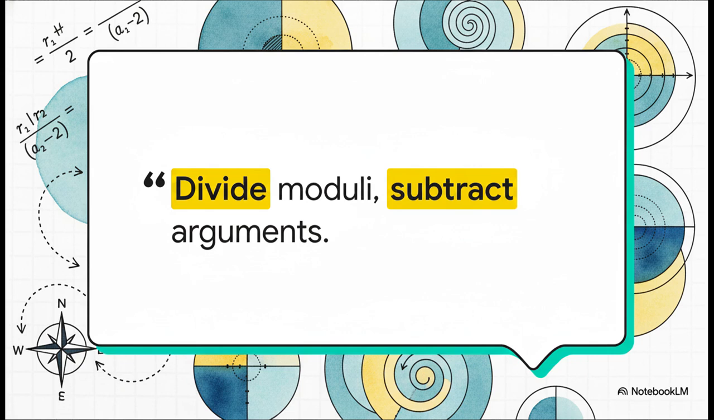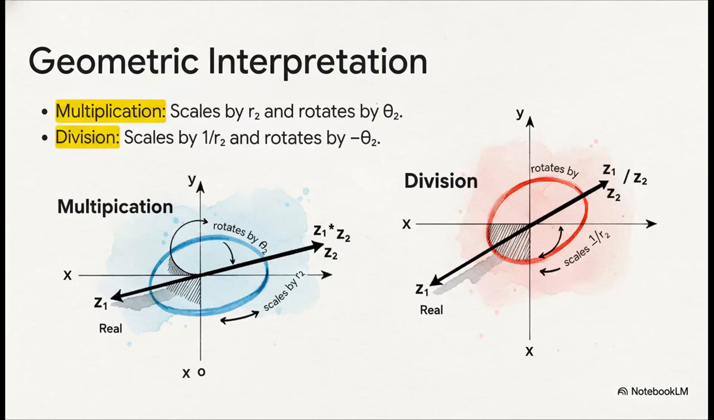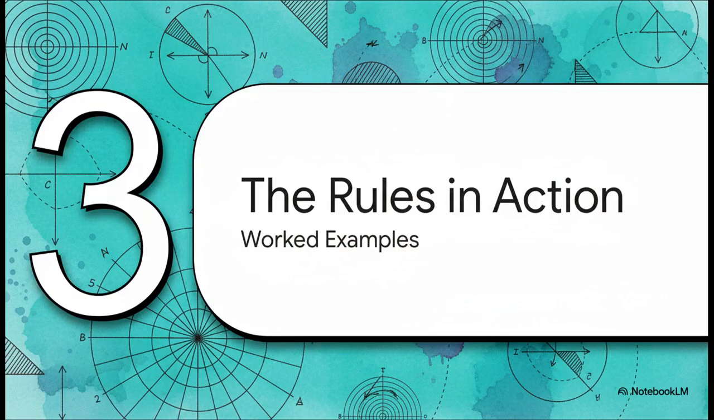And for division, you guessed it, it's just as nice. Divide moduli, subtract arguments. Now the one little thing you've got to be careful about here is the order. It's always the first angle minus the second one, the numerator's angle minus the denominator's. Don't mix them up. What's so cool about this is that it actually shows you what's happening geometrically. When you multiply two complex numbers, all you're really doing is scaling the length of one by the other and then rotating it by the second number's angle. And division is the same idea, just in reverse. You scale the length and rotate it backward. It's just scaling and rotating. That's all it is.